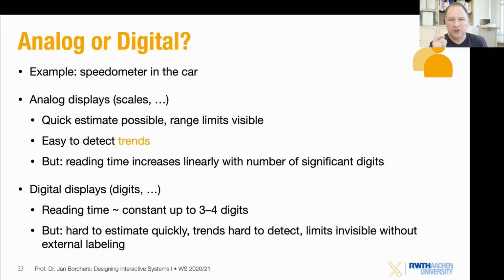Up to 3 or 4 digits, we are actually finding in experiments that they have essentially constant readout time. So we can read a 3 or even 4-digit number in the same time we can read a 1-digit number. We're really fast at that.